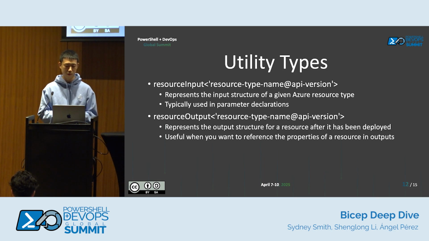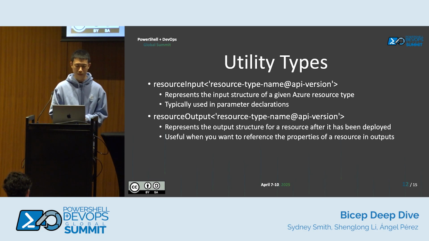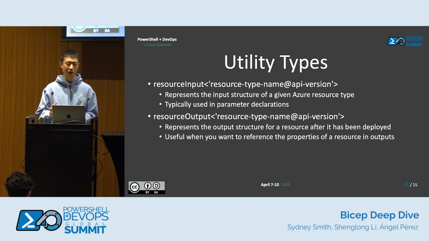And finally, I want to briefly mention utility types. In Bicep, currently, we provide two utility types, the resource input and resource output. Resource input is typically used in parameter declarations, and it represents the input shape of an ARM resource type. This is particularly useful when you want your parameter type to be a resource property type. And resource output is really used in outputs where you want to reference a resource property after a deployment.